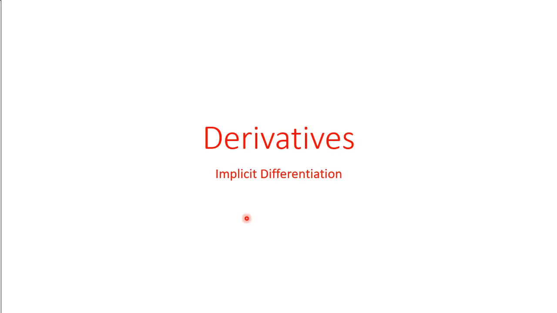Welcome back to the last topic that we are going to be looking at. And this is another topic on more derivatives. Today we're going to be looking at something called implicit differentiation. It's a big word. Differentiation just means it's taking a derivative.